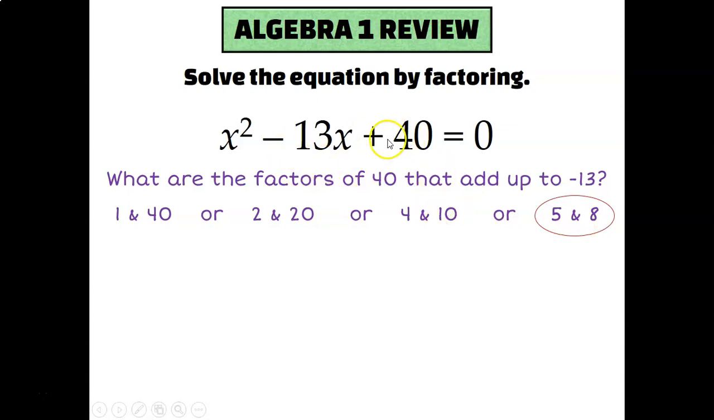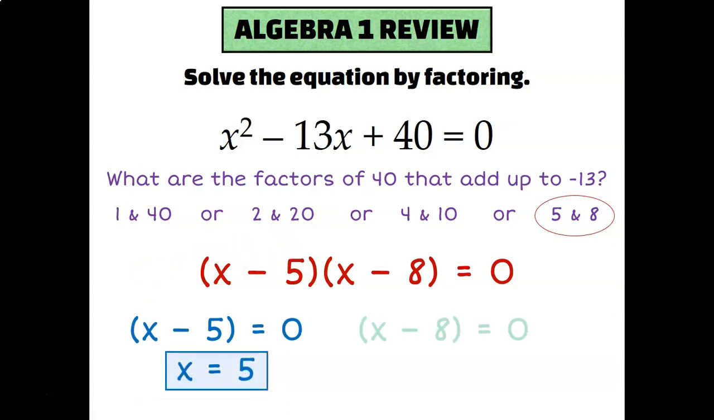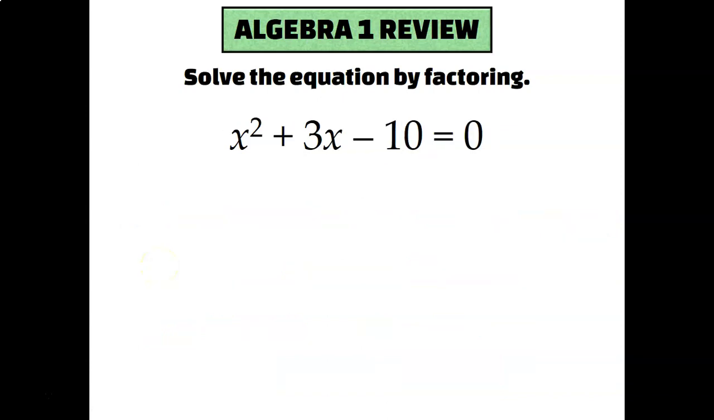And that also makes sense for my positive 40 because a negative 5 times a negative 8 would give me a positive 40. So this would be my factored form, x minus 5 and x minus 8. Or flip-flop, you can write x minus 8 times x minus 5, the order doesn't matter. So to solve, I will set each of these equal to 0 individually and get an answer of positive 5 and positive 8. Let's try another one.